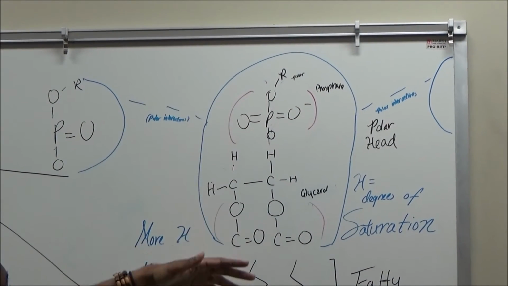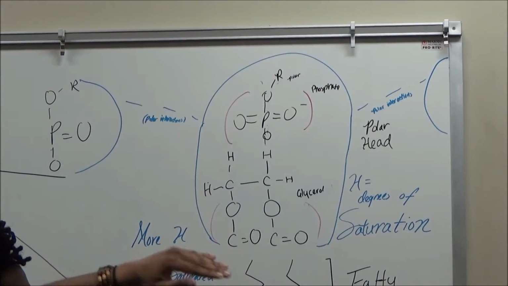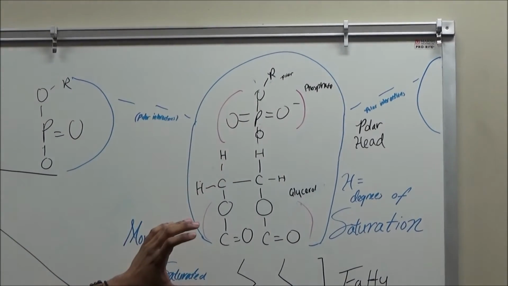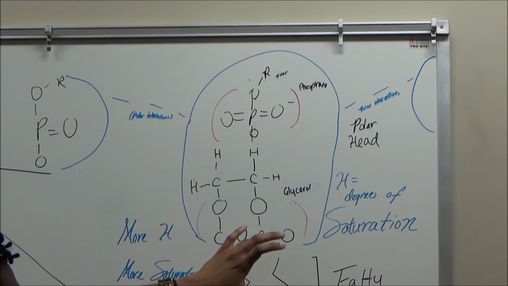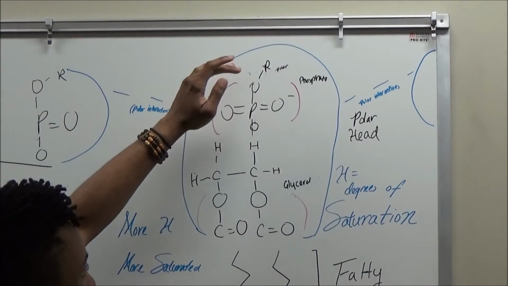Alright, this is the polar head. Notice your functional groups within here. You have the phosphate up here and the glycerol down here, which may comprise carbonyls, and the R polar group over here.